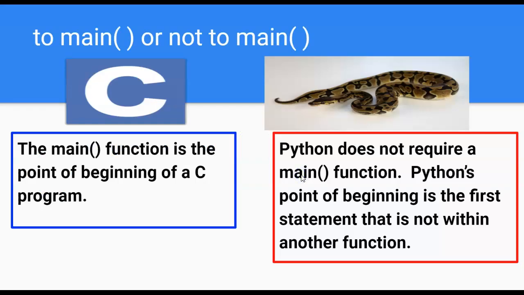So some of the differences between C and Python. C requires the main function. Python does not require a main function. In C, the point of beginning is the main function. In Python, it's actually not the main function. Main in Python is optional unless you had me. I made you do it. And the reason I made you have a main function when I had you in my Python class is because when you get into C, when you get into Java, all code begins with main.